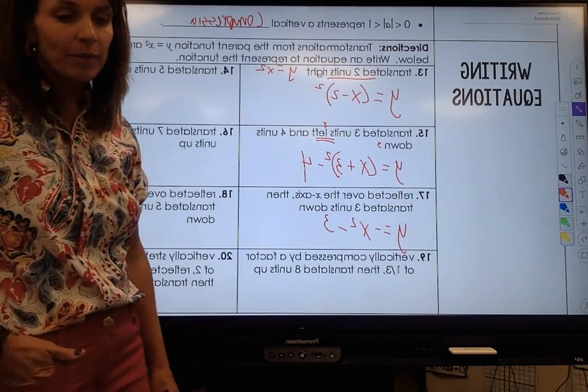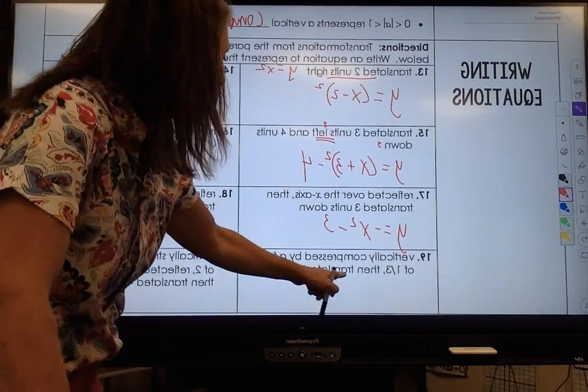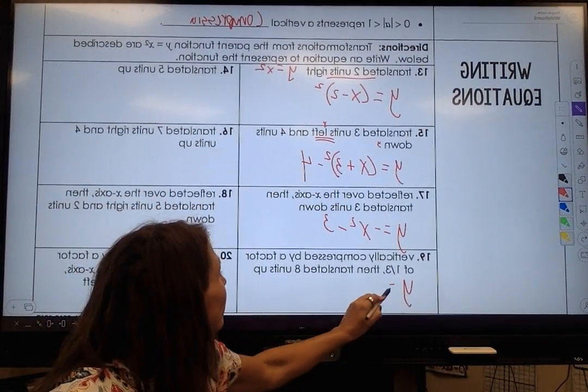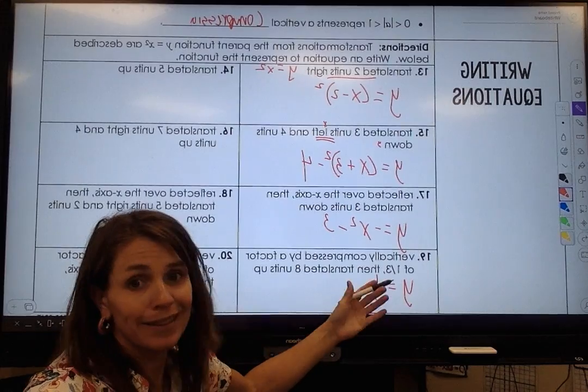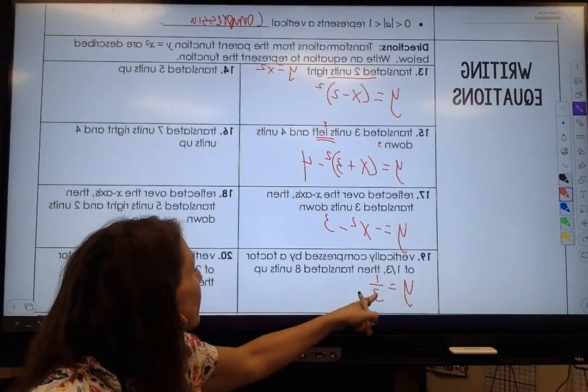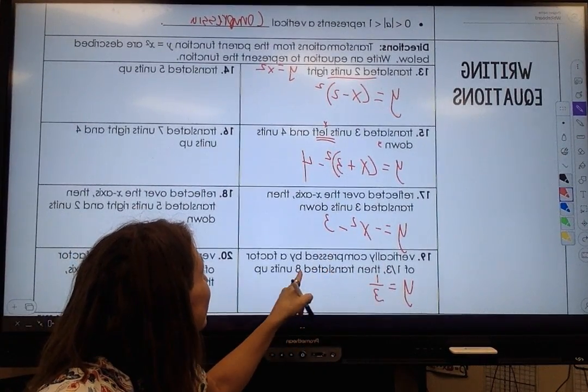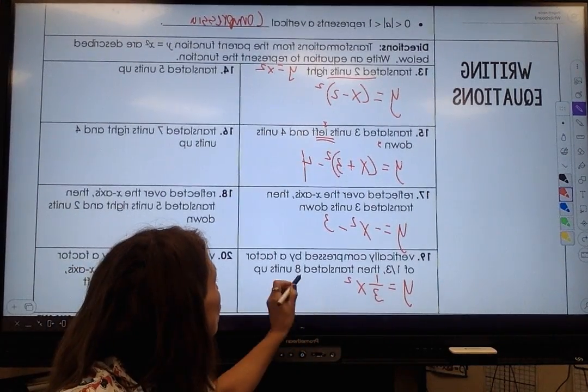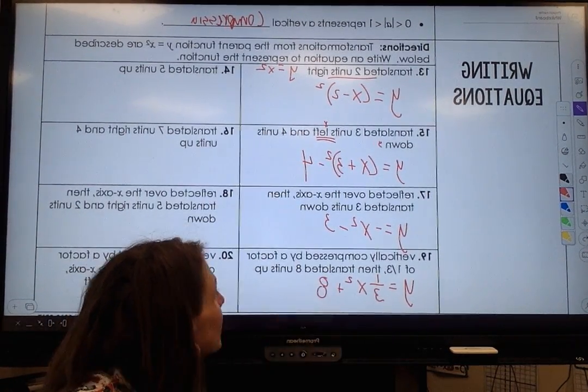Okay? Look at number 19. Vertically compressed by a factor of 1/3. That's easy because it kind of tells you what to do. Vertically compressed by a factor of 1/3. Then translated 8 units up. So nothing's happening to the left and right, but it's 8 units up, so it's plus 8.